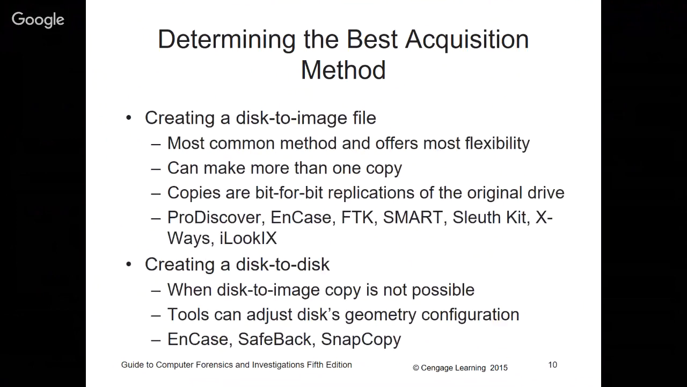The disk to disk is the most common because it takes everything and you can make more than one copy. Disk to disk copies are bit to bit replications of the original drive. ProDiscover, EnCase, FTK, SMART, Sleuth Kit, X-Ways, iLook, IXimager, and many more do this because it's just so common. A disk to disk is when you go from a physical disk to a physical disk, when a disk to image is not possible.